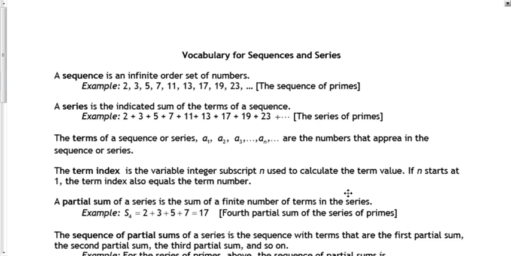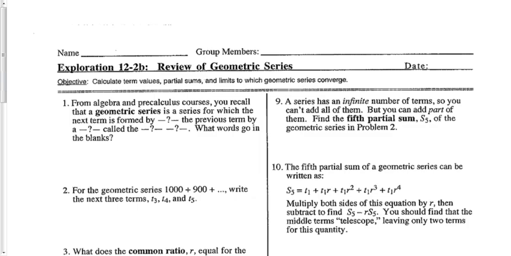Now, the first page that you have is vocabulary, reminders of things that you've seen before, but I'm not going to go over this first page. You may need to take time and look over this page. Any formulas you see, you must memorize. So again, if you want to pause the video now and go ahead and read over this, that might be helpful. But this first page is going to be left up to you to complete. So moving on to the next page.